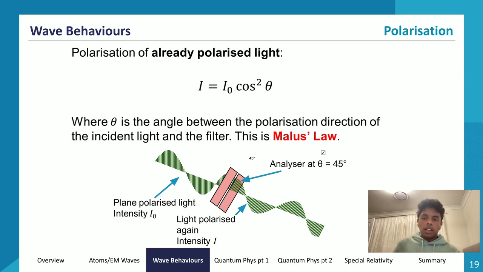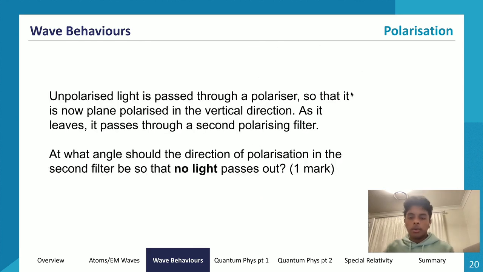So now let's move on to a little bit more about polarization. Now the first question. Unpolarized light is passed through a polarizer so that it is now plane polarized in the vertical direction. As it leaves, it passes through a second polarizing filter. At what angle should the direction of polarization in the second filter be so that no light passes through? If no light passes through, what does that tell us about the intensity? It tells us that the intensity is going to be 0.